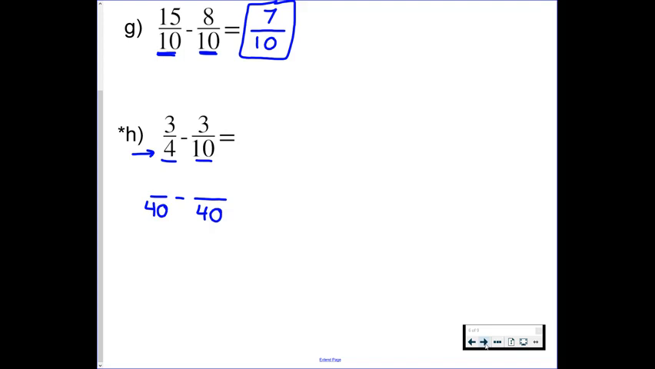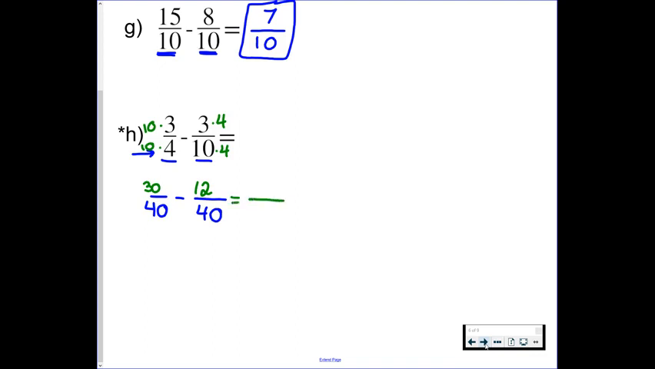Now, let's talk about this left fraction. How I change this from 4 to 40 is I multiplied the bottom by 10. So I'm going to do the same thing to the top. 10 times 3 is 30. Same thing with the right fraction. 10 multiplied by 4 is 40. So I'm multiplying the top by 4. And 3 times 4 is 12.